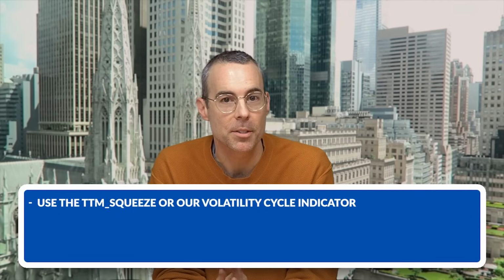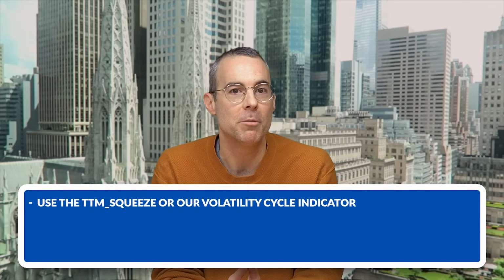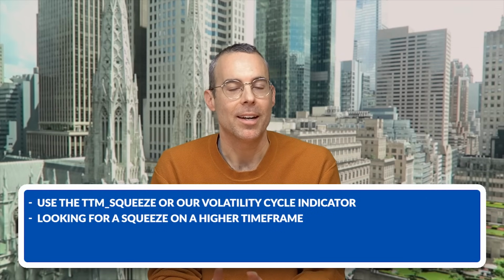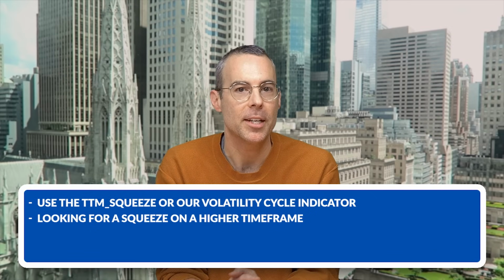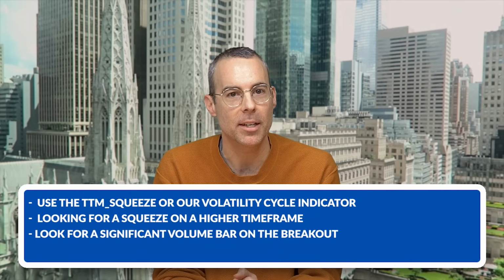So we can use the TTM squeeze indicator for this, or we can use our volatility cycle indicator for even more information on where we are in the cycle. So we're looking for a squeeze on a higher time frame, telling us that there's plenty of energy in the tank. And then we look for a significant volume bar on the breakout.